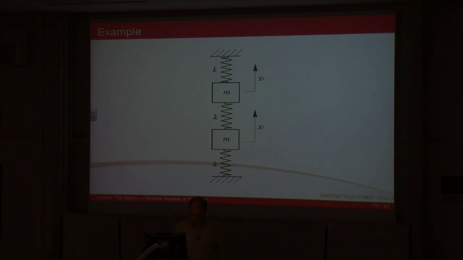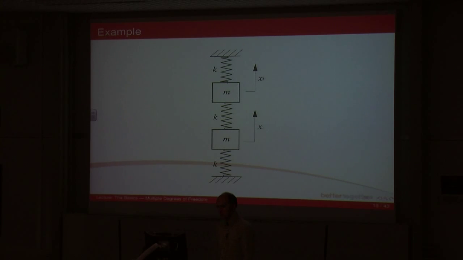So, as an example, let's look at this problem. We've got a 2 degree of freedom system. We've got 2 masses that are the same value. They both weigh mass m. We've got 3 springs, all of the same stiffness k. And then the lower mass is x1 and the upper mass is x2, and they move with displacements x1 and x2.